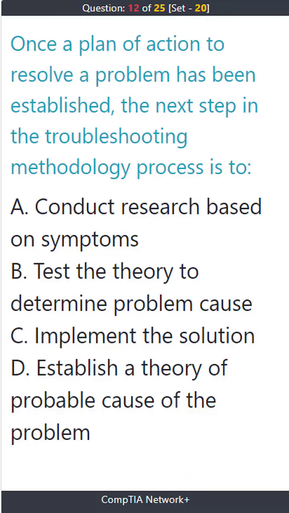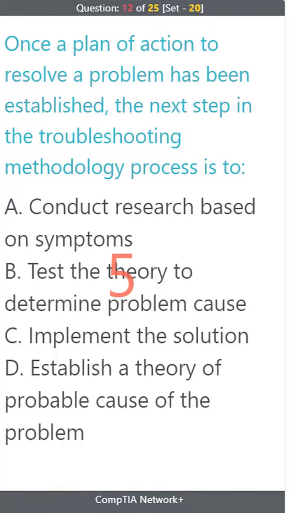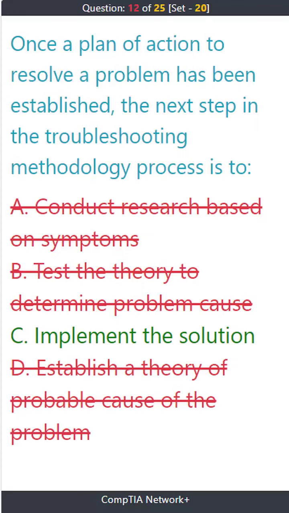Question 12. Once a plan of action to resolve a problem has been established, the next step in the troubleshooting methodology process is to A. Conduct research based on symptoms. B. Test the theory to determine problem cause. C. Implement the solution. D. Establish a theory of probable cause of the problem. The correct answer is C. Implement the solution.